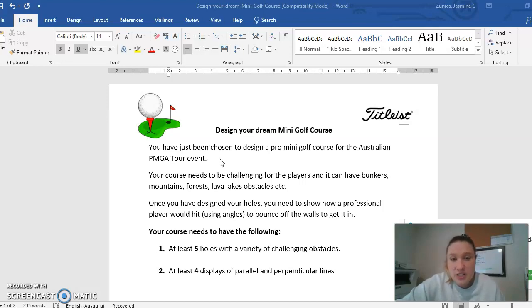Your course needs to be challenging for the players. It has to have bunkers, mountains, forests, lava lakes, obstacles, etc. So things that are going to make it hard to get a hole in one. Once you have designed your holes, you need to show how a professional player would hit it using angles to bounce off the walls to get it in. So you need to actually draw the lines to show us how they'd get it in, okay?